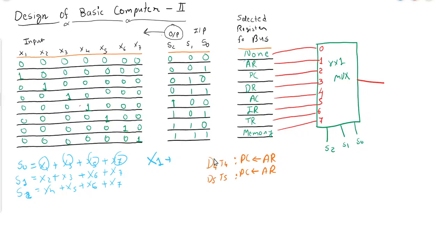So in both of these cases we were using AR as a source, and in both these transactions the content of AR will be transferred to the program counter via the bus. So the content of AR will be available on the bus. If we try to prepare the expression for x1, then it will be D4 T4 plus D5 T5. Clear with this? So this is how it will work.